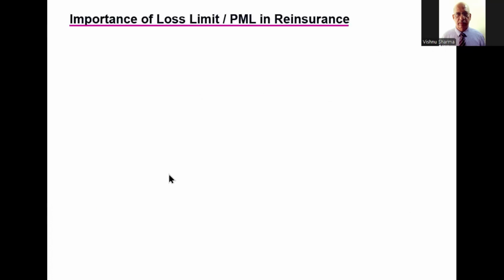And the loss limit will be the full PML value, sir? If a loss limit is inserted, then your PML funda will not work. I'll give you the example. Here the examples are there. If the loss limit is taken, you simply take loss limit as MD plus BI PML. Then your MD plus BI PML is taken as loss limit, policy loss limit.